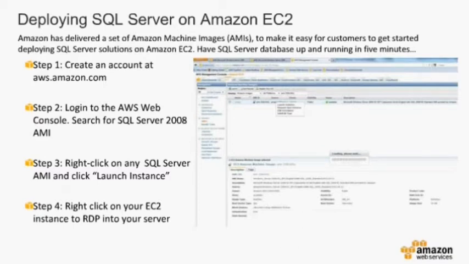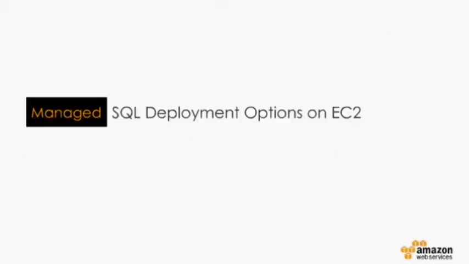But we've also built, and I want to make sure that we take the time to review, managed relational database or managed SQL deployment options on EC2. So for relational databases that are managed, we call that the Relational Database Service. So RDS is fully managed and allows you to deploy MySQL or Oracle or Microsoft SQL Server as a managed service. And what do I mean when I say that's a managed service?